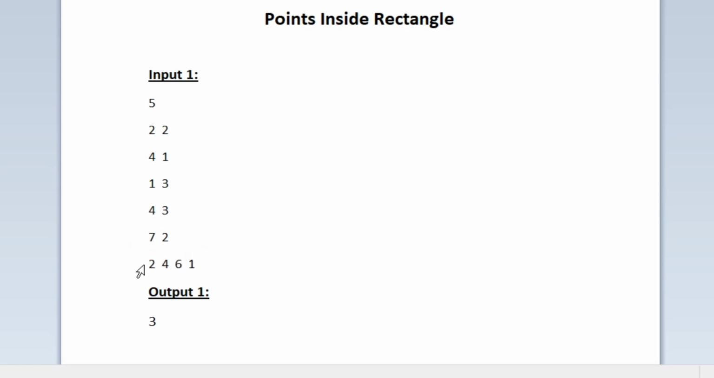And after n into 2 integers, we are given 4 integers. The first 2 integers out of those 4 integers represent the top left coordinate of a rectangle. Similarly, the next 2 integers out of those 4 integers represent the bottom right coordinate of a rectangle. So these two coordinates are diagonally present.